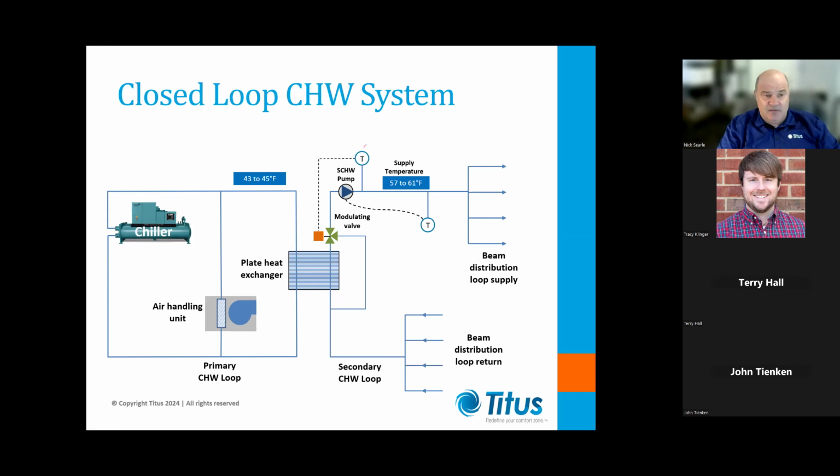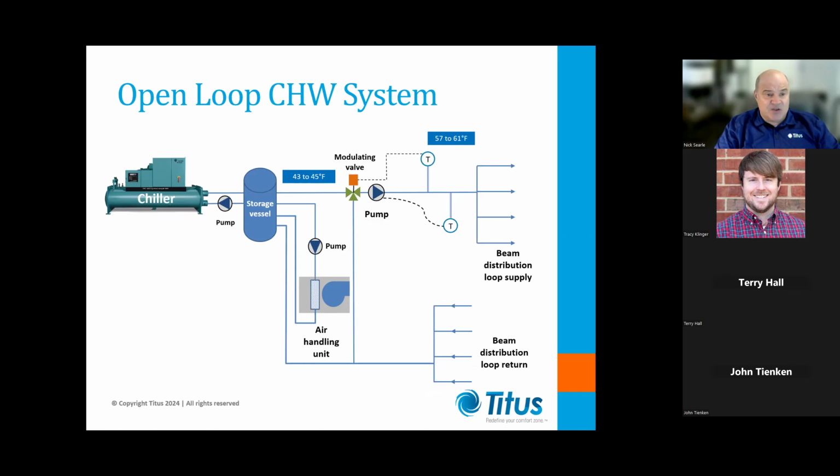Now, another design that you could consider is an open loop chill water system, which is going to be lower cost than the plate and frame heat exchanger. And what this does is essentially blend low temperature chill water with the return coming back from the beams, which is going to be about 62, something like that, maybe a bit warmer. So you're blending 43 with 62 to give you the 57.